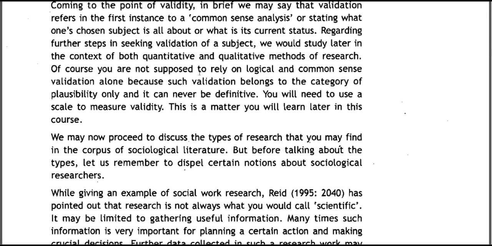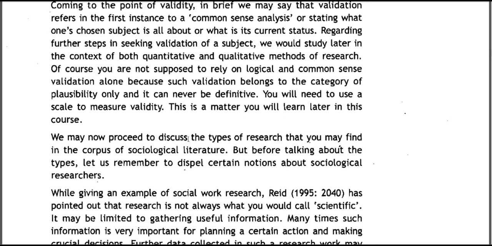Of course, you are not supposed to rely on the logical and common sense validation alone, because such validation belongs to the category of possibility only and it can never be definite. You will need to use a scale to measure validity. This is a matter you will learn later in this course.